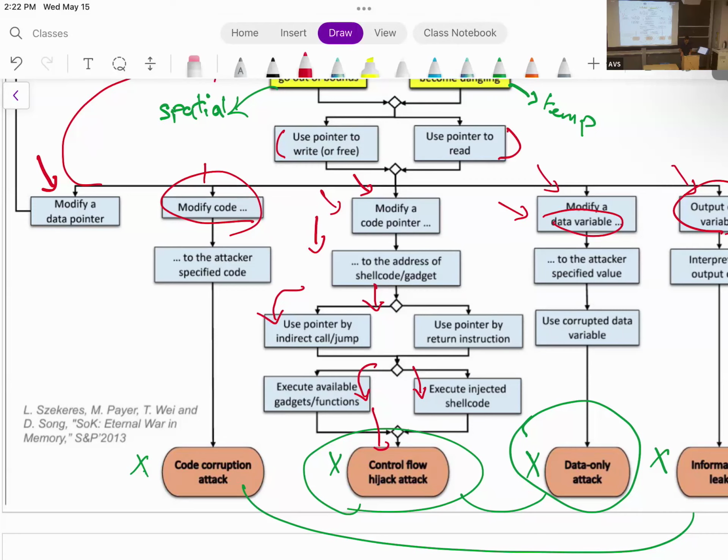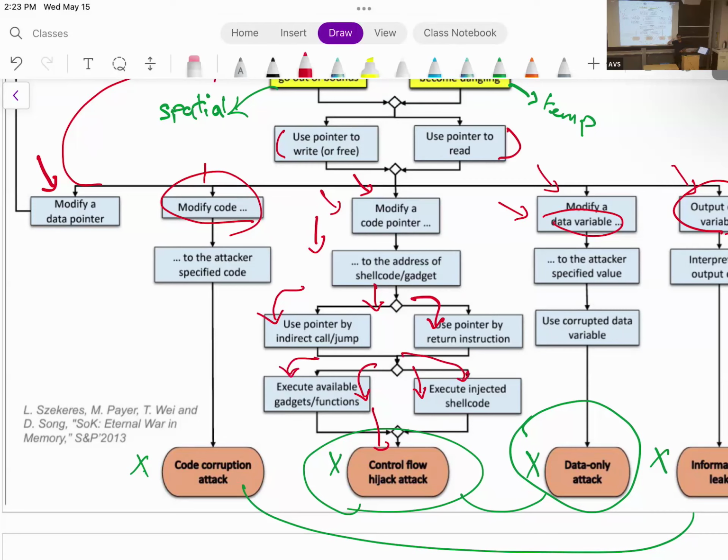The other route is, instead of using an indirect call or jump, you can use the return instruction. And the same story: once I have control over where to jump, I can either jump to execute a shellcode, or I can jump to execute a gadget.